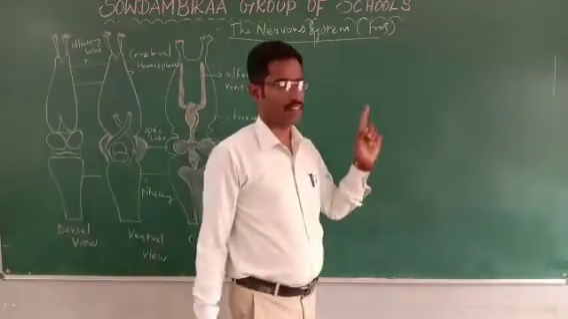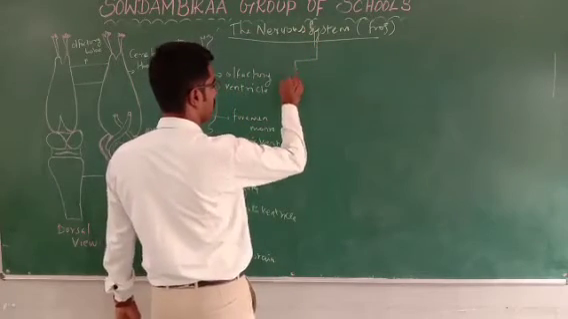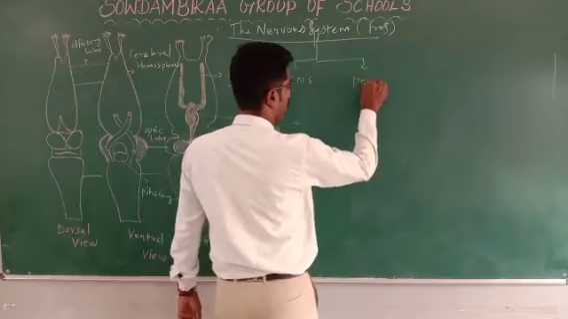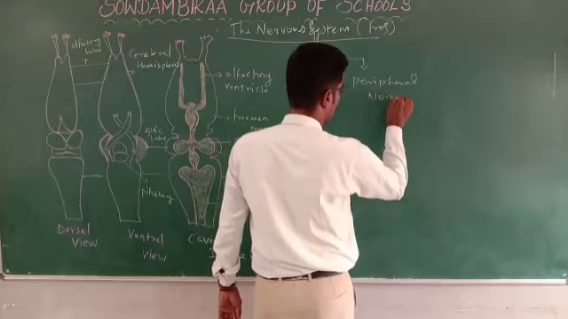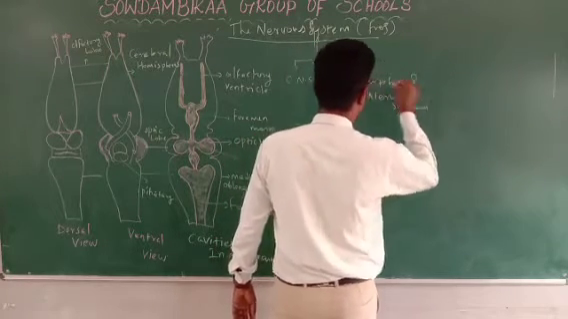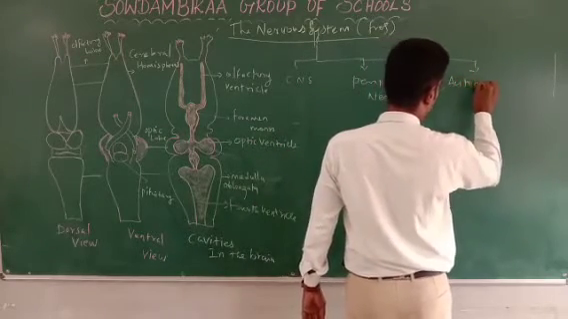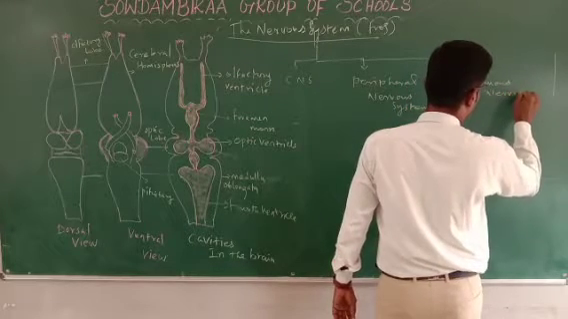Nerve system of frog. The nerve system of frog consists of, first, the central nerve system, second, the peripheral nerve system, and third, the autonomic nerve system.